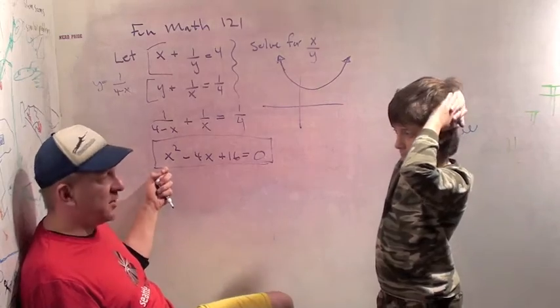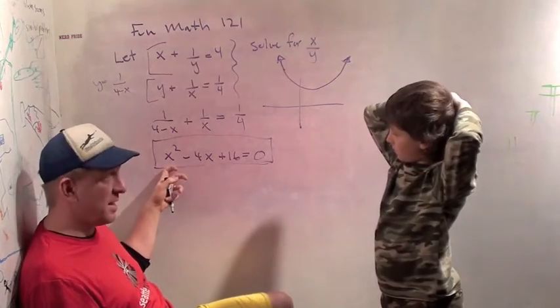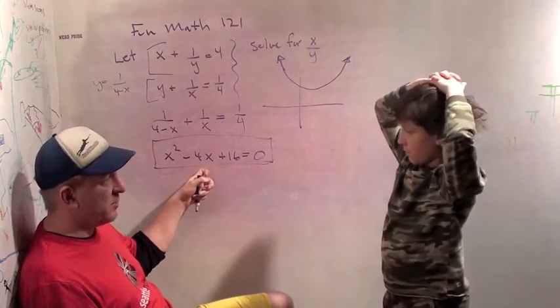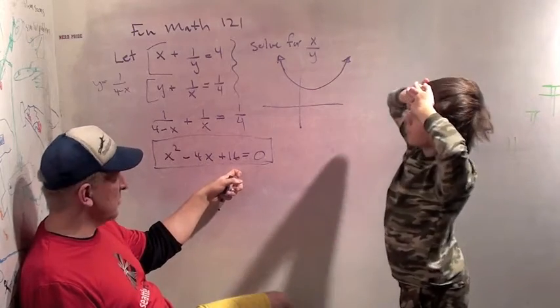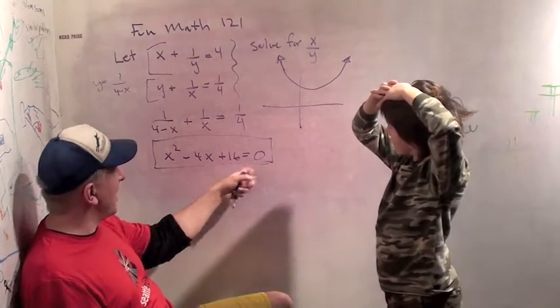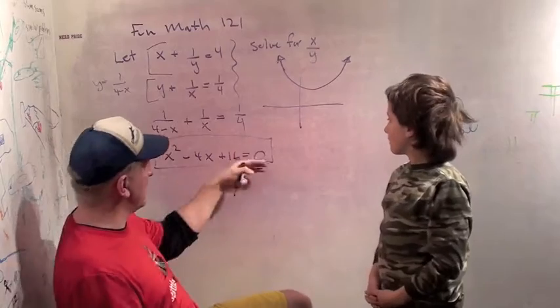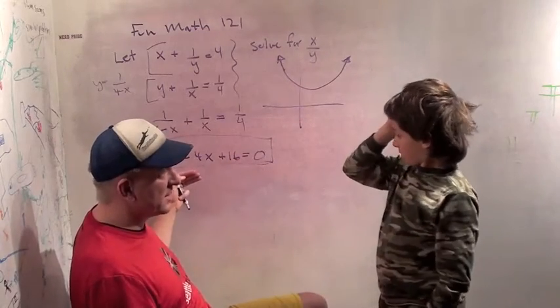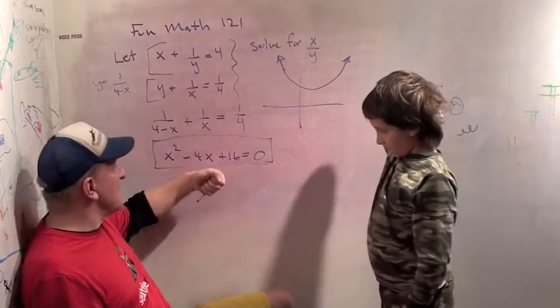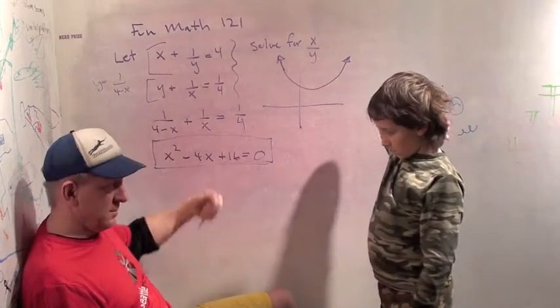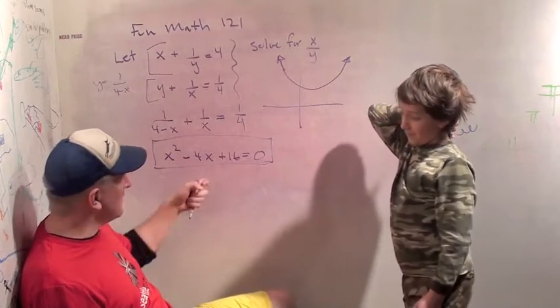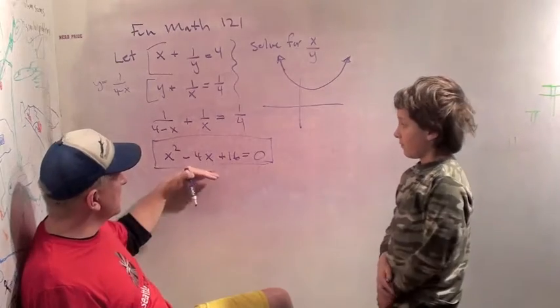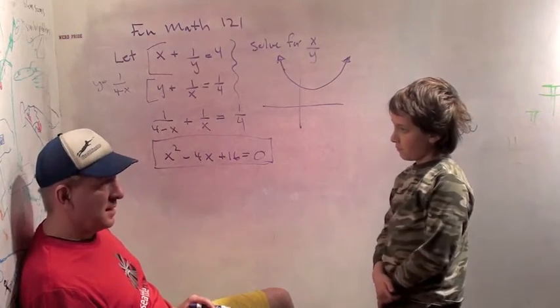If I picked 10 for x, I got 100 minus 40, which is 60, plus 16, which is 76. Not only did I never find anything where it was 0, I never found anything where it was negative. And it turns out this is never equal to 0. So it looks like there's no solutions to this.